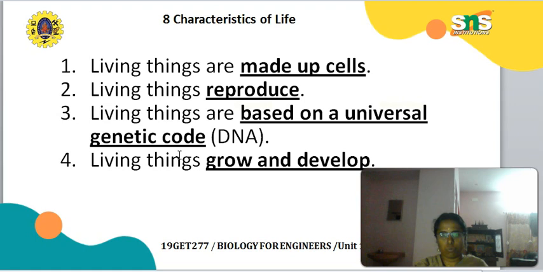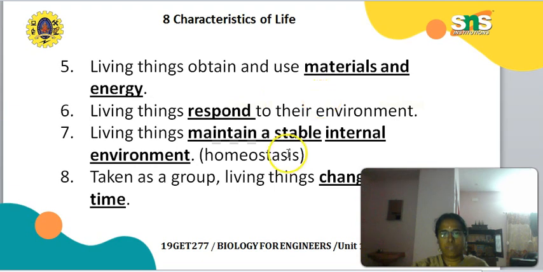Okay, third one is what? Based on the universal genetic code. Based on the parents and the grandparents, living things are based on the universal genetic code. And living things grow and develop. Okay, and fifth one is what? Living things obtain and use materials and energy from natural sources, from sunlight or from water, or whatever materials are available in the environment. They can use these and energize themselves.